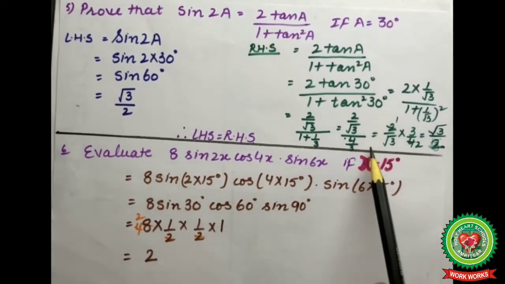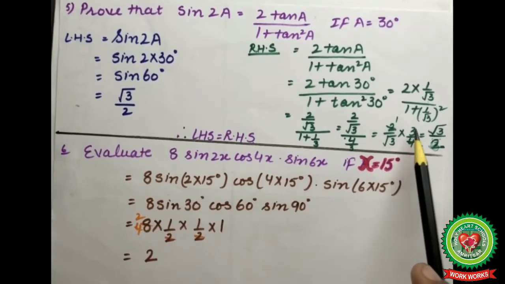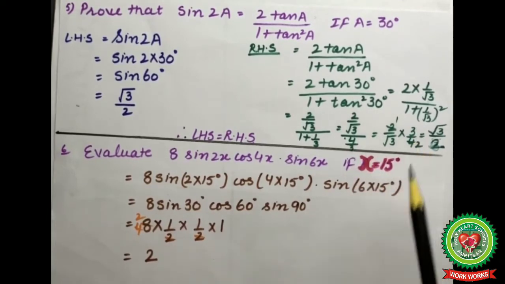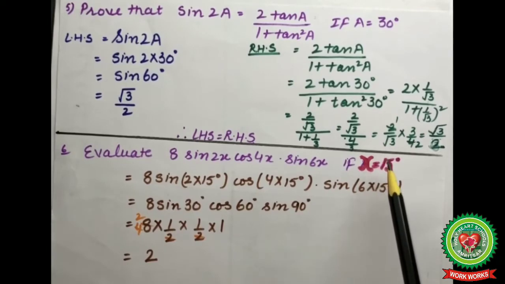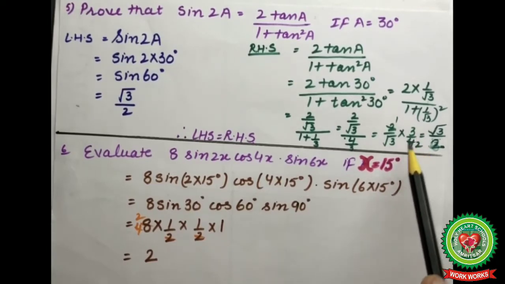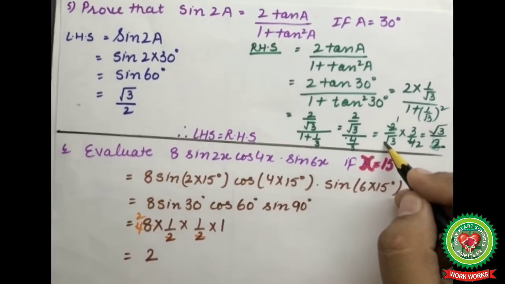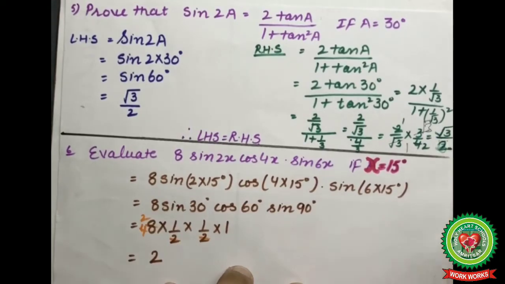So which can be rewritten as 2 upon under root 3 multiply 3 upon 4. The reciprocal of 4 by 3 will be written as 3 upon 4. So now we are going to do the cutting. On doing the cutting of 2 and 4, we'll get the answer as 3 upon 2 under root 3. And we can also do the cutting of under root 3 and 3. That will give the answer as under root 3 upon 2.